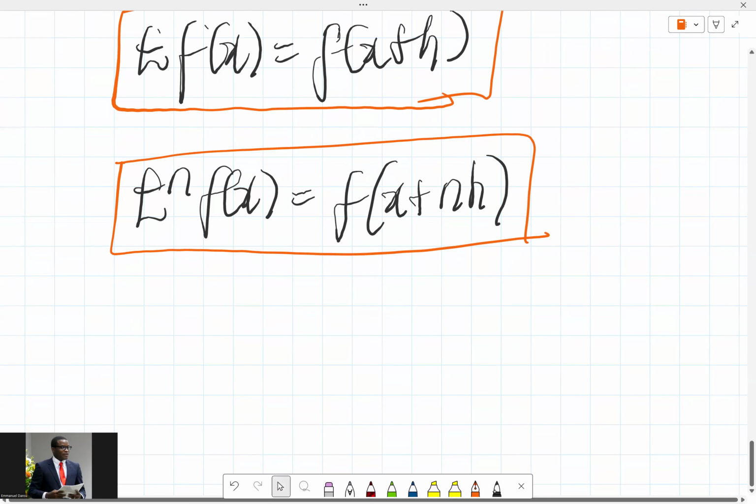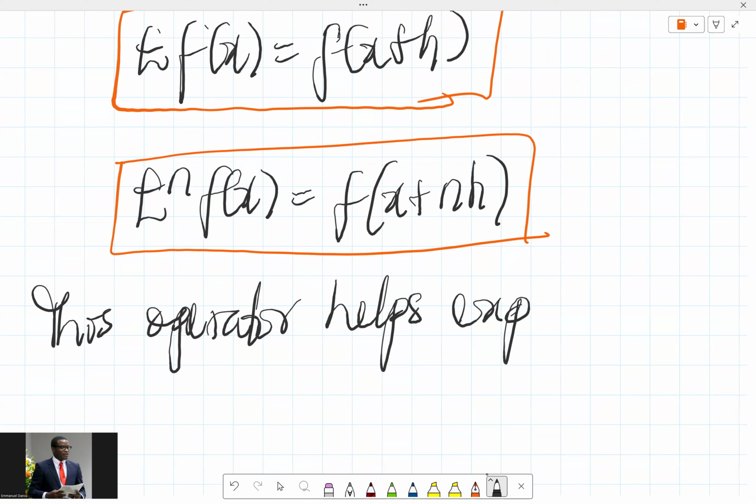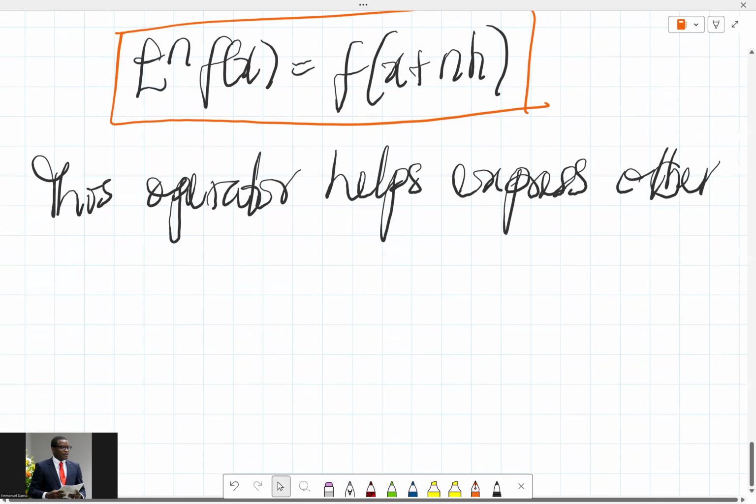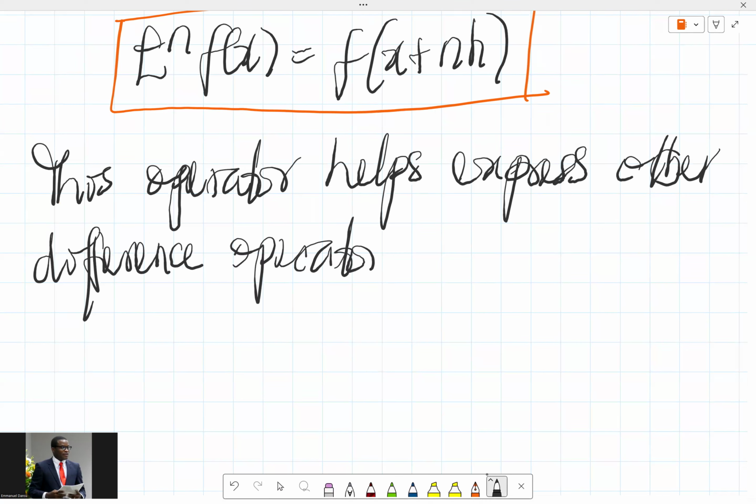Now, what does this operator do? This operator helps express other difference operators in a compact form.